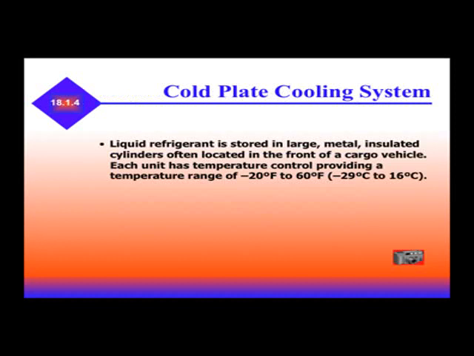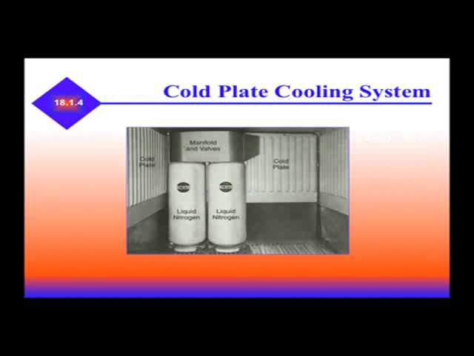A cold plate cooling system consists of liquid refrigerant stored in large metal insulated cylinders located in the front of a cargo vehicle. Each unit has a temperature control, providing a temperature range of negative 20 to 60 degrees. This is an example of the cold plate cooling. Notice the manifold and valves, the liquid nitrogen cylinders.